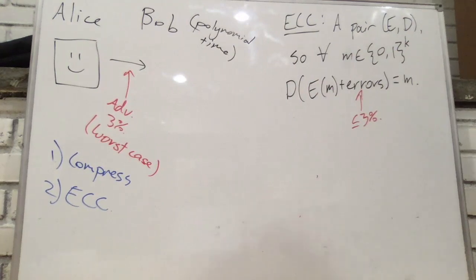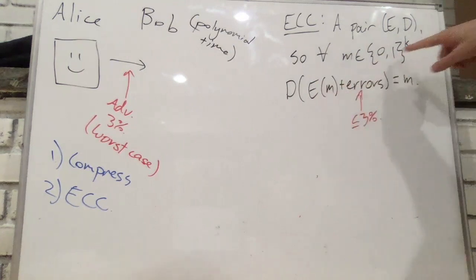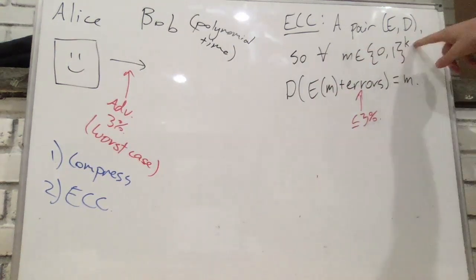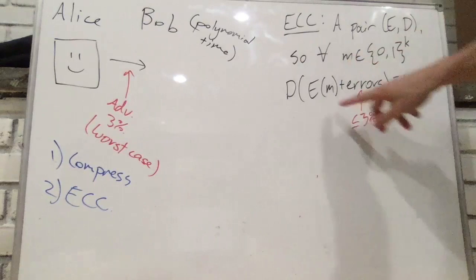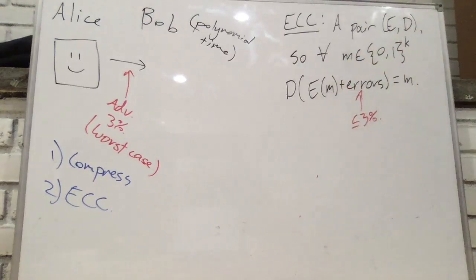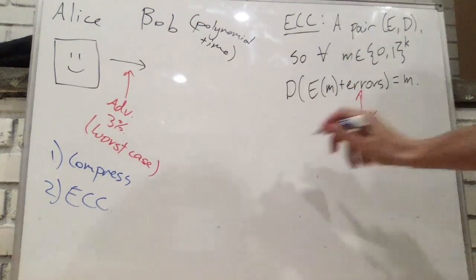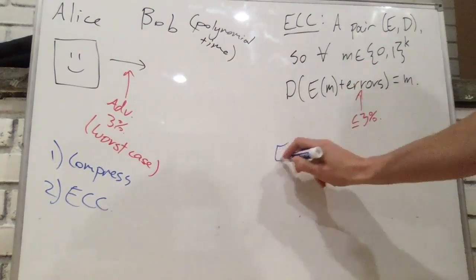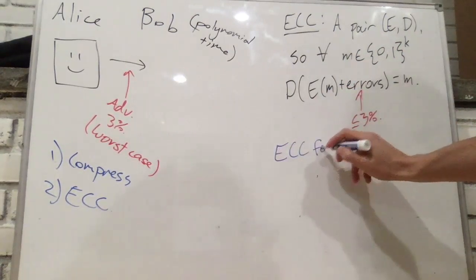And when we deal with this, something we often care about is the relationship between the size of E of M and the size of M. So between these k bits that it takes to write down M and how big the encoding is. And so with this in mind, let's write a slightly different definition. So a slightly different definition is an error correcting code for a set S.